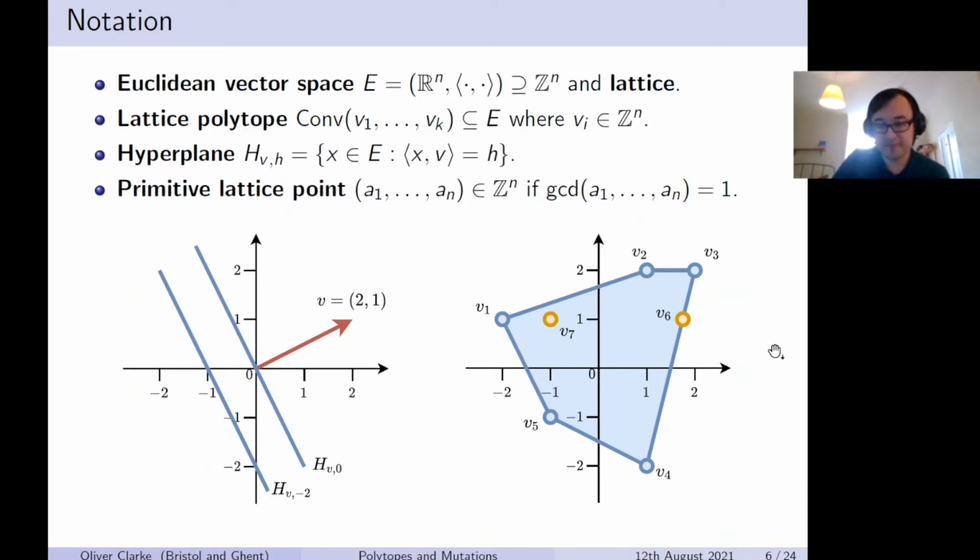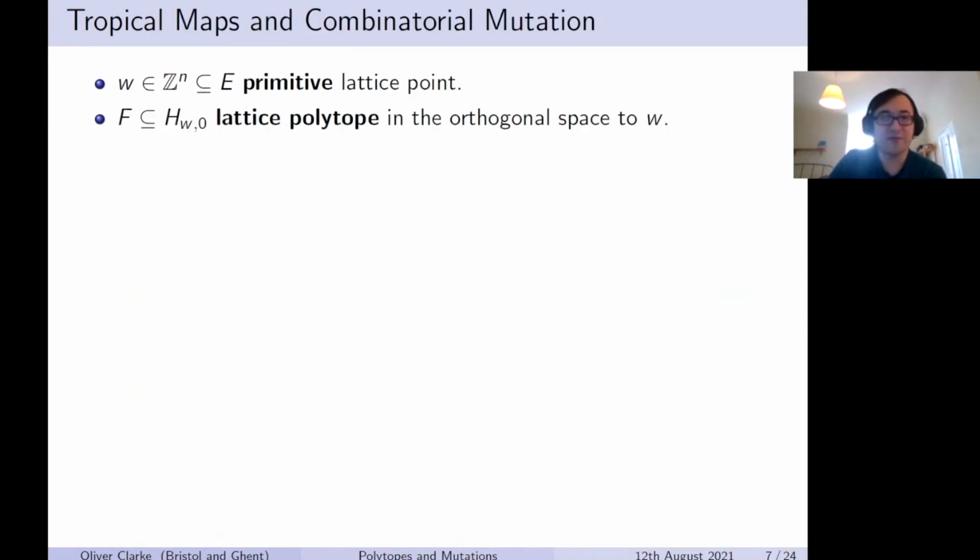Okay. So with this we can define tropical maps and combinatorial mutations. So what are the ingredients that we need for a combinatorial mutation? We're going to fix a primitive lattice point W and a lattice polytope F which sits in the orthogonal space to W.